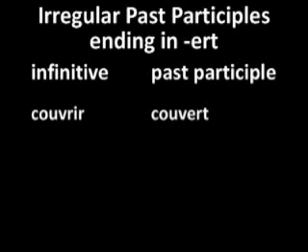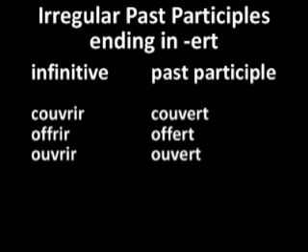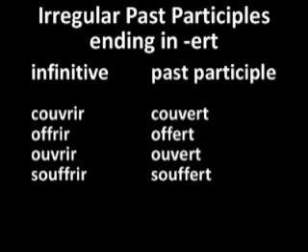Now, let's look at past participles that end in ert. These are couvrir, couvert, offrir, offert, ouvrir, ouvert, souffrir, souffert. You may notice that the past participles of the verbs couvrir, to cover, and ouvrir, to open, look a lot like the English words covert and overt. Many verbs have past participles that end in T. Let's look at some examples.